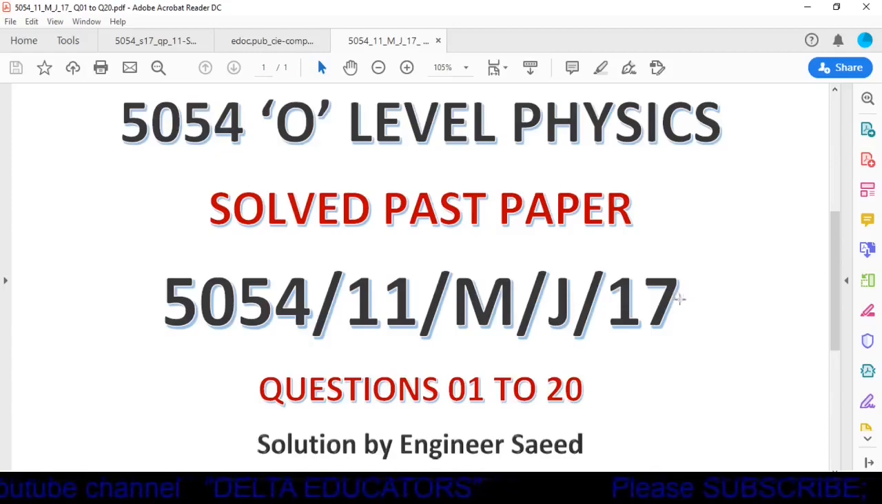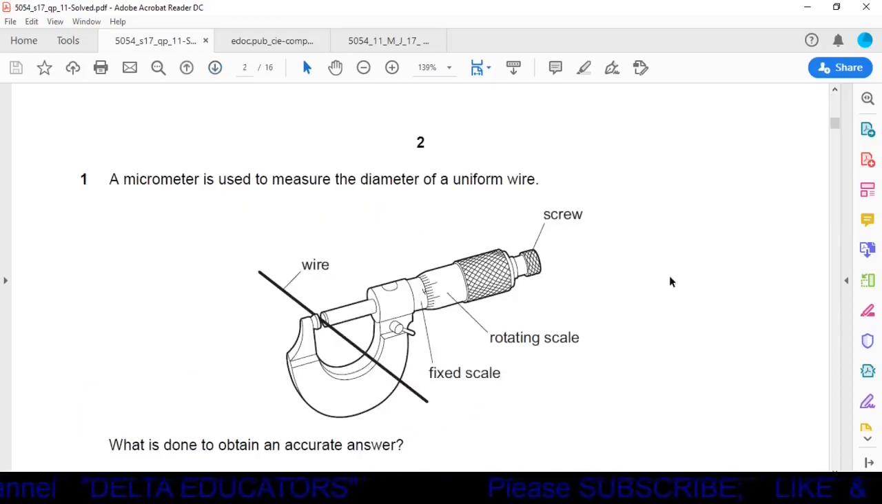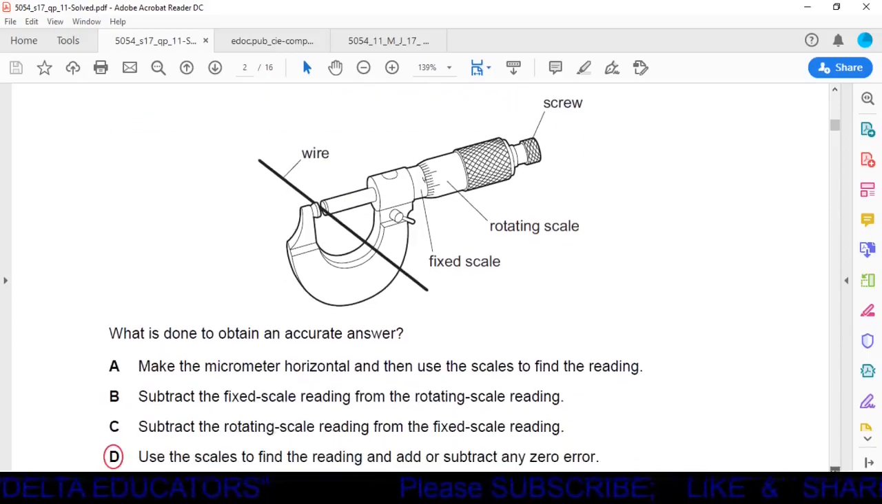Today we are going to solve O-Level Physics 5054 Paper 1 Variant 1 May June 17 and questions from 1 to 20. Okay, it is O-Level Physics 5054 Paper 1 Variant 1 May June 17. Question 1. A micrometer is used to measure the diameter of a uniform wire. Okay, what is done to obtain an accurate answer?